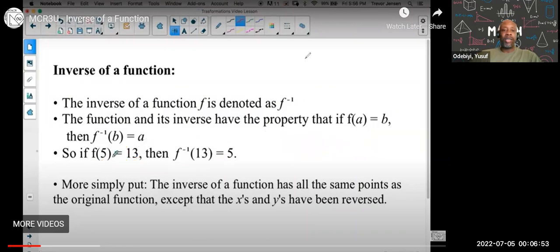I just wanted to pause there and say that we're flipping the x and y values in order to get the inverse, like it says there. Okay, inverse of functions are all more input. Basically, x and y's are reversed.